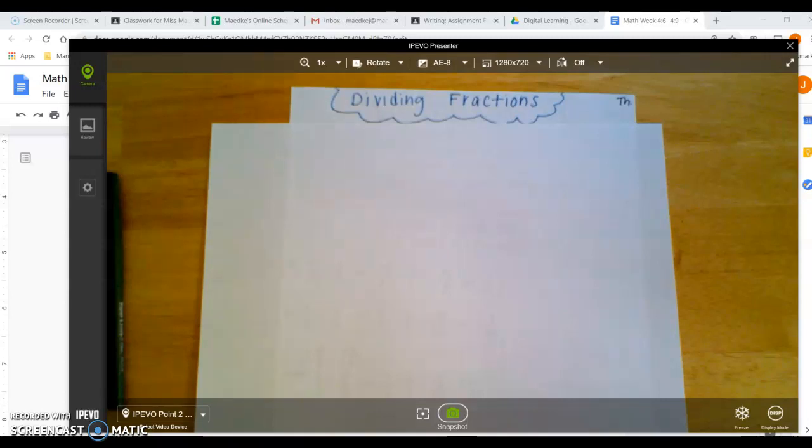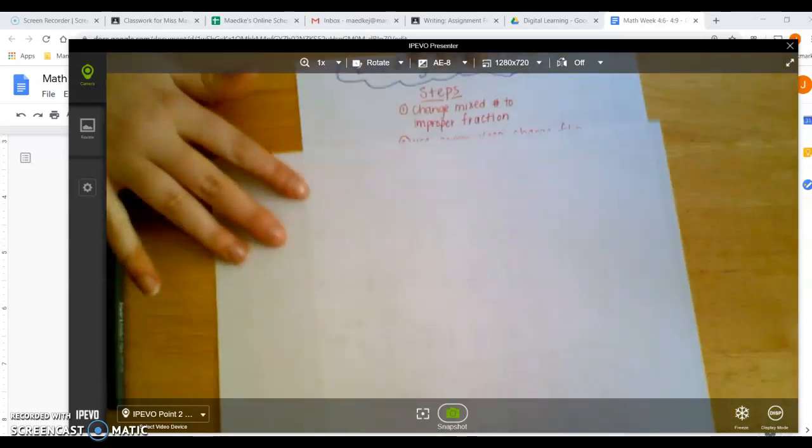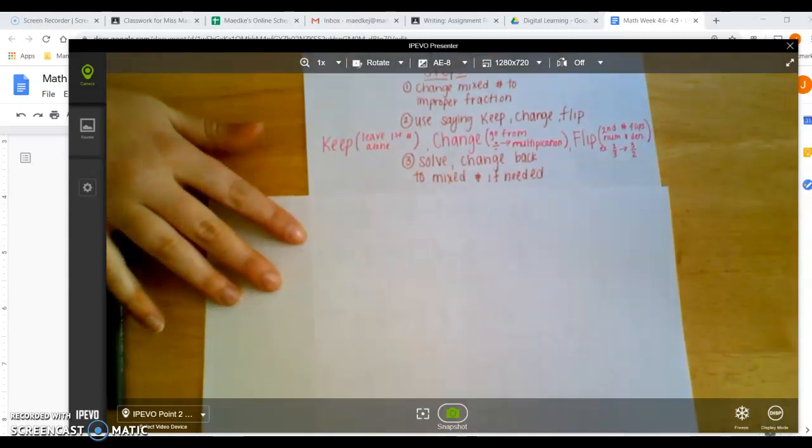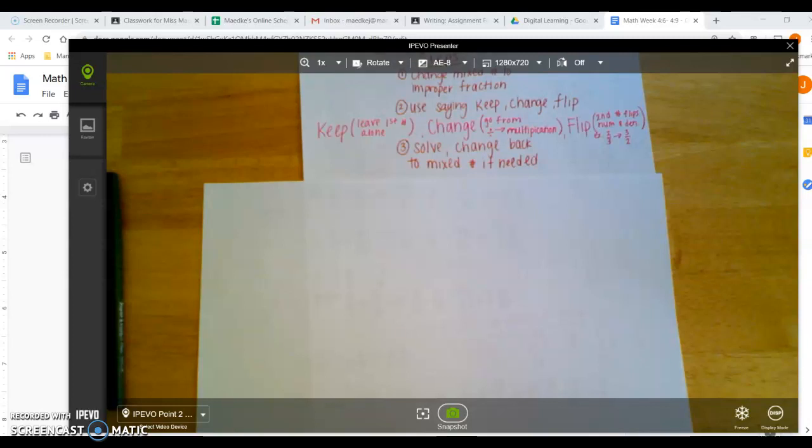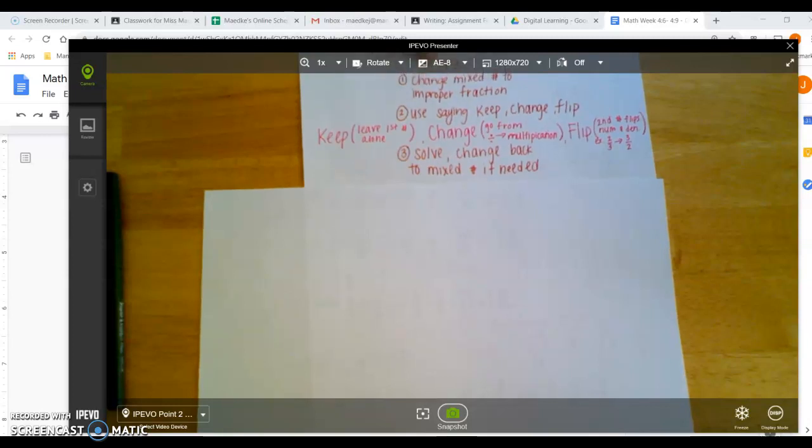All right, fifth graders, today is our final part of fraction review. We have done adding and subtracting, we have done multiplying, and now we are moving to some dividing. Dividing has a few more steps in it, but you're going to change the mixed numbers to improper fractions. And we're going to use the saying, keep, change, flip.